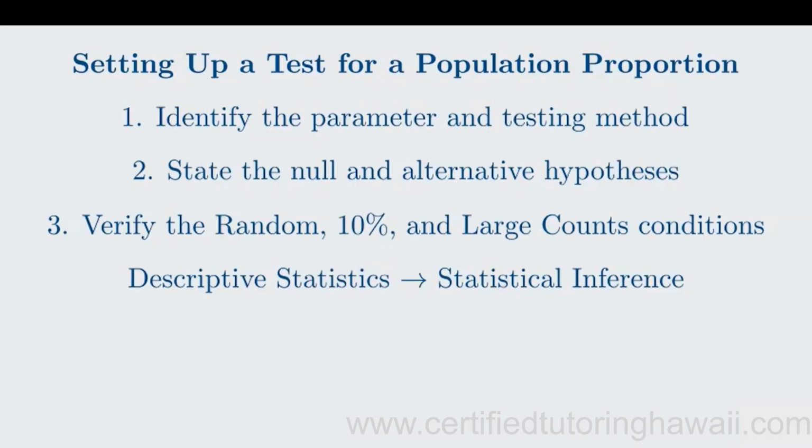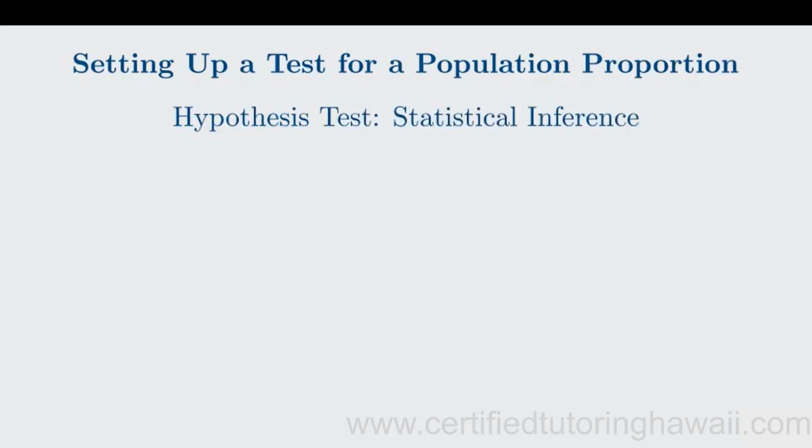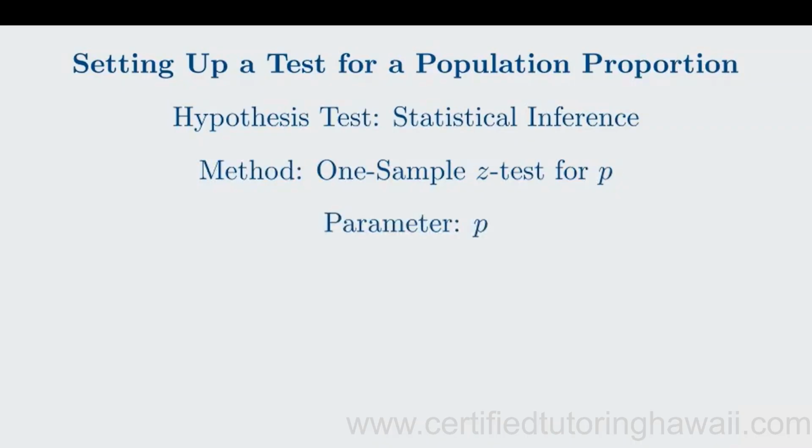Let's get started. When we want to make a decision about a population based on sample data, we use a formal procedure called a hypothesis test. Specifically, when we are dealing with categorical data, like yes or no responses, we use a one-sample z-test for a population proportion. The first step is always defining our parameter, denoted by the letter p. This represents the true proportion of the population that has a certain characteristic.